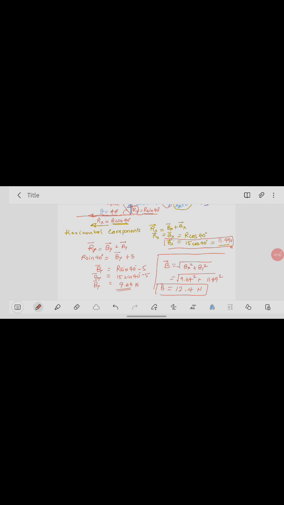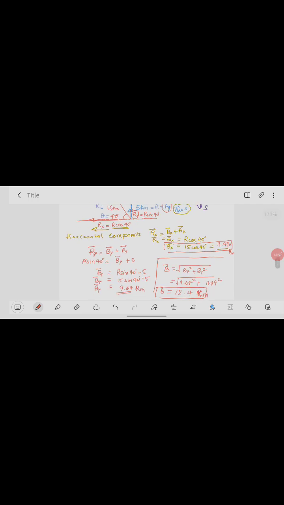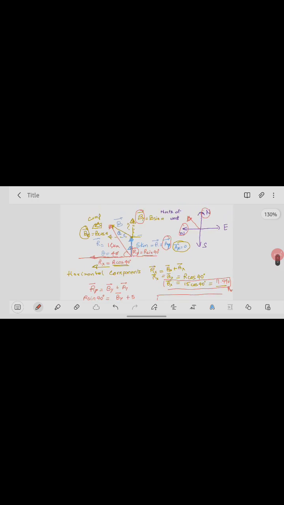Sorry, these units are, I think, kilometer. This is kilometer, this is also kilometer. So you will get this also in kilometer, correct? So this is the distance. They are talking about the distance. So how much distance you need to cover to reach the camp? This one. This is 12.4.